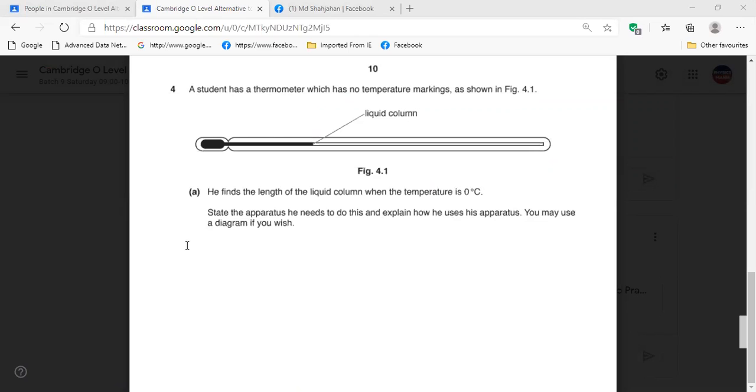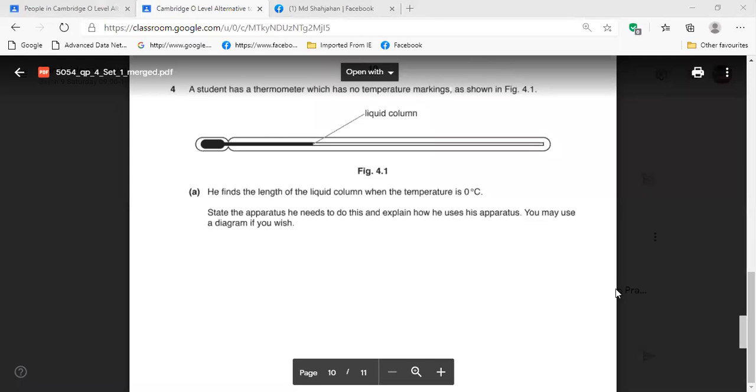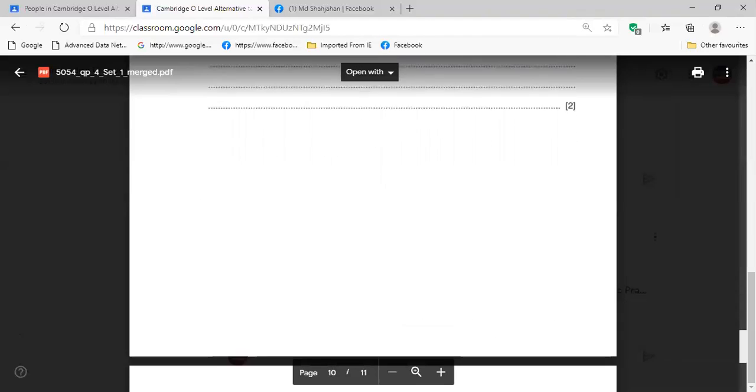So here we have the options to draw diagrams. You can draw the diagram. Sir, is it not possible without a diagram? If you wish. But I don't wish. You can draw the diagram if you wish.